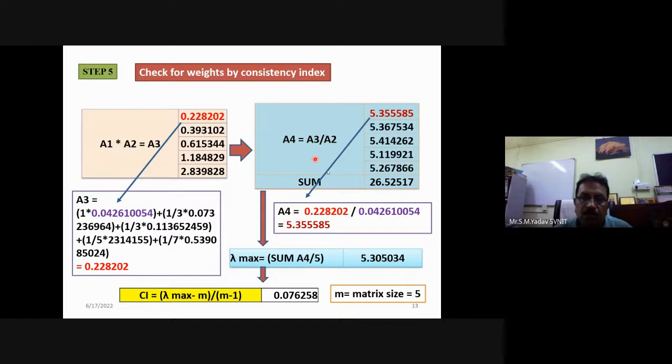Done. So once you have got A4, the sum of A4 will give you the sum. From this sum, you can find lambda max, which is equal to the sum of matrix A4 divided by n. So what is my n? N is my matrix size. So lambda max is equal to the sum of A4 divided by 5. That will give you lambda max as 5.305034 divided by n, where n is my matrix size, that is 5.